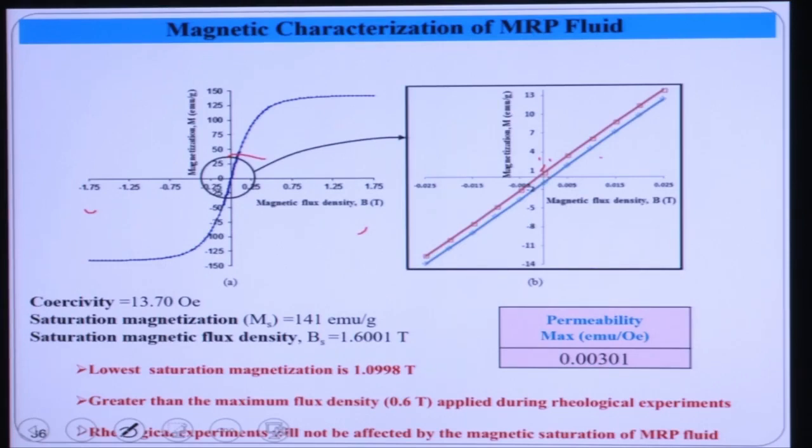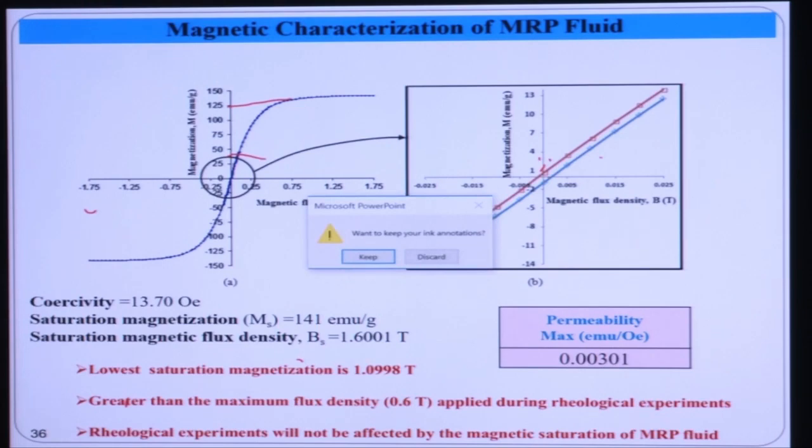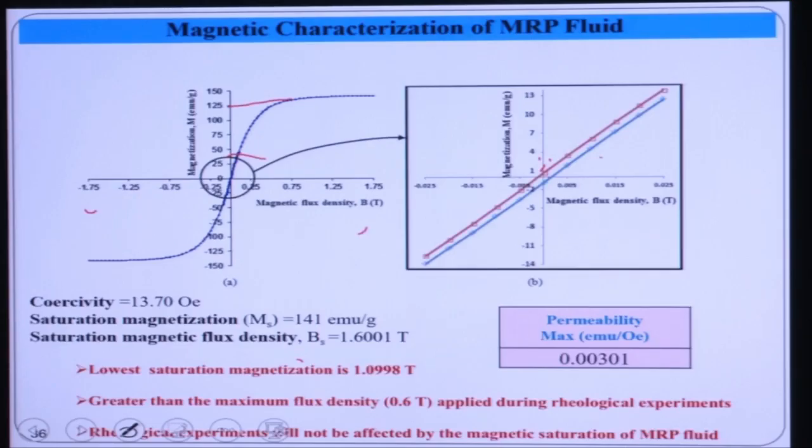Okay, so there is less chance of agglomeration in this MR fluid, which is prepared using CIP particles. It has a pore susceptibility of 13.7, saturation magnetization of 141 emu per gram, and saturation magnetic flux density of 1.6 Tesla. Of all the experimental results we have shown earlier, the lowest saturation magnetization we found is 1.098, and we have applied a magnetic field of 0.6 Tesla. So our rheological experiments are not affected by the magnetic saturation of the MR fluid.